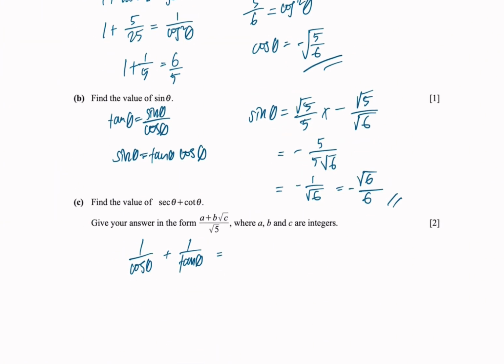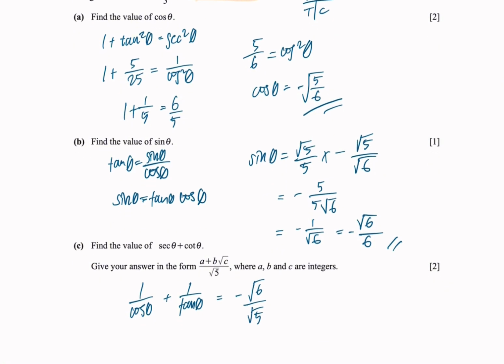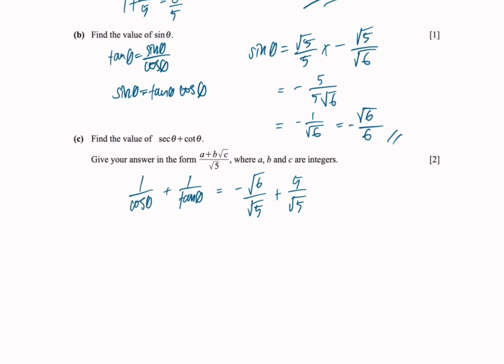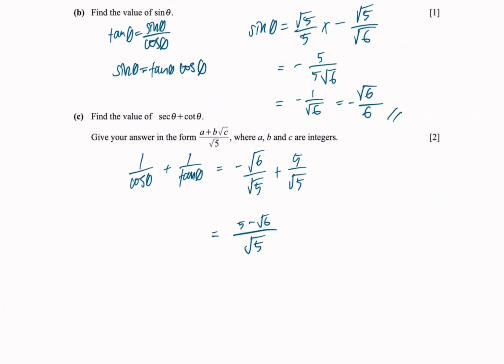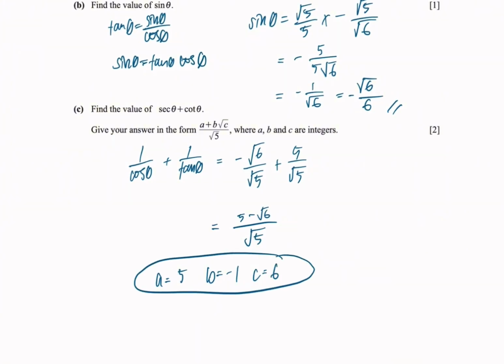So 1 over cos theta is minus root 6 over root 5. And 1 over tan theta is 5 over root 5. Okay, notice how they have the same denominator, so we can just add it up. And yeah, this is the form that the question wants. So A is equal to 5, B is equal to minus 1, C is equal to 6. So this is the final answer.